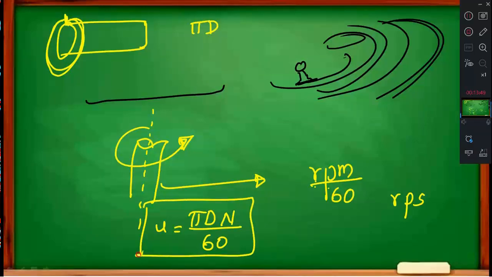Now, what is n? N is the angular velocity, and angular velocity you are going to convert into linear velocity. Now in this entire equation, what do you have? Pi is unitless, and diameter is in meters. Revolutions per minute, the minute and this 60 are gone. Revolutions, n will be taking care of that. Therefore, you got it in meter per second.